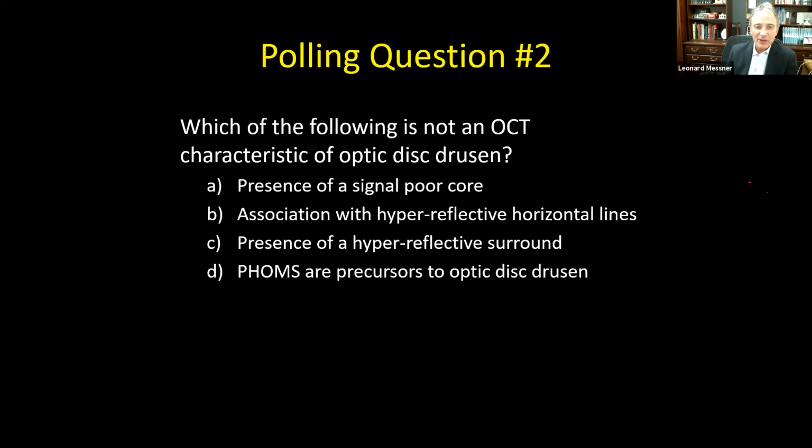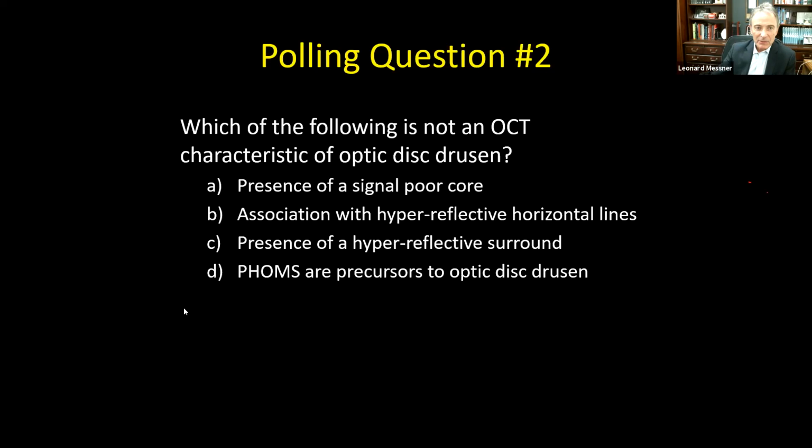FOMs are precursors to optic disc drusen? No, they are not. FOMs are simply bulging axons. You can see them with drusen, you can see them with anomalous nerves, but we see them with papilledema, we see them with a wide variety of other optic nerve abnormalities.